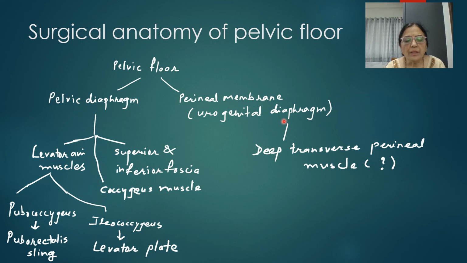For the perineal membrane, there is a doubt whether it has a muscle component. Whether a deep transverse perineal muscle runs in between is doubtful, and that is why the terminology was replaced from urogenital diaphragm to perineal membrane.